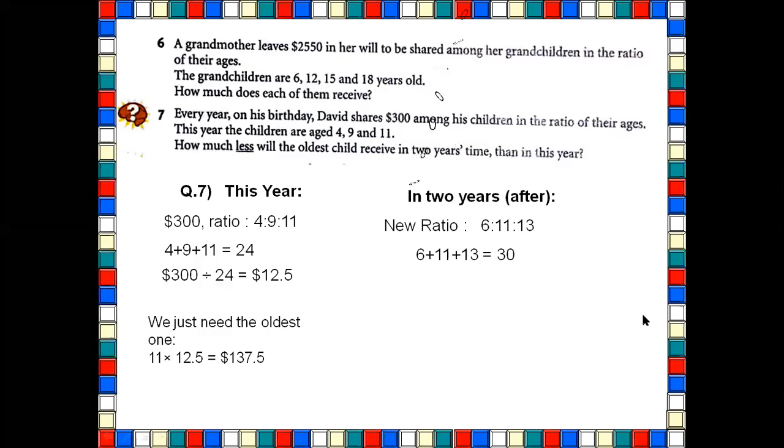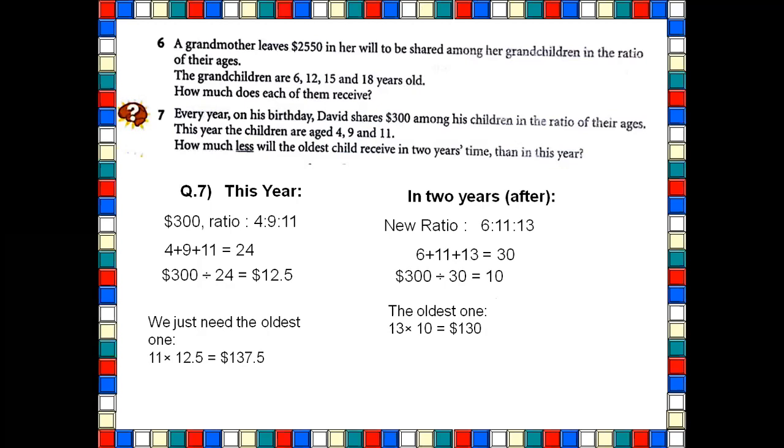And then we multiply only the greatest one. Who's the greatest now? 13. Yes. So 13 multiplied by 10 equals 130.